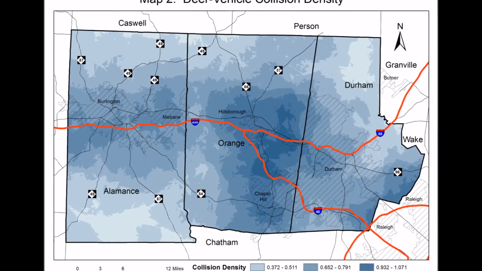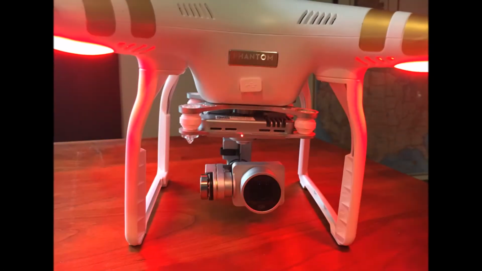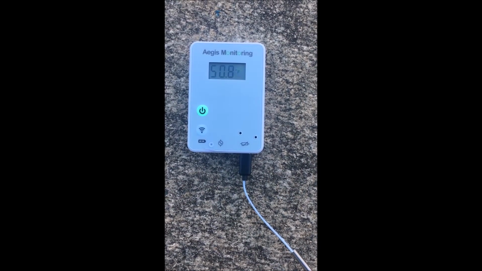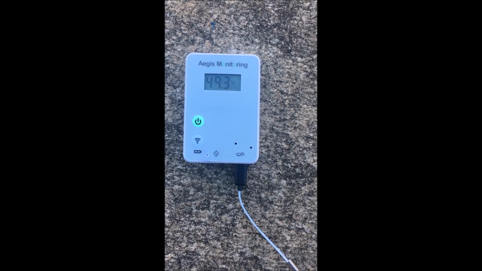When I talk about these steps, first you can see our Phantom 3 Professional drone that was acquired by the department in the fall of 2016. The next thing that we have is a temperature sensor that reads real-time temperature. You can see it running here as I've taken it outside.